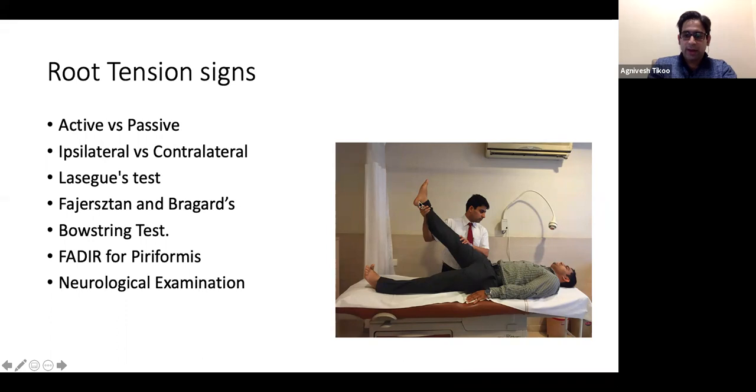And then with your other hand placed just above the ankle, you try to straighten this leg. At the degree where the patient complains of pain, you measure the angle between the posterior of the thigh and the couch, and that is what you call the straight leg raising test.